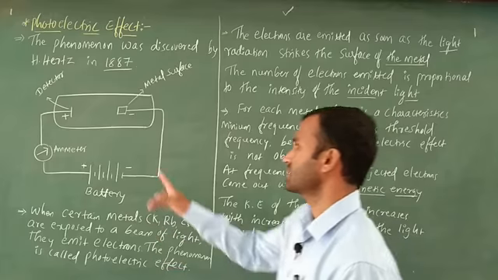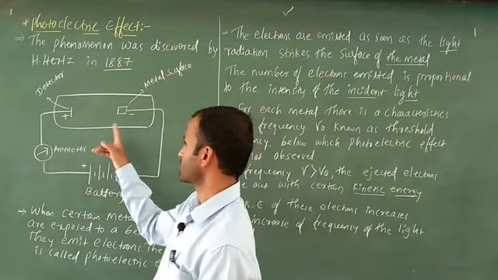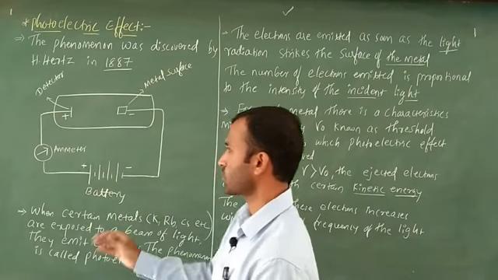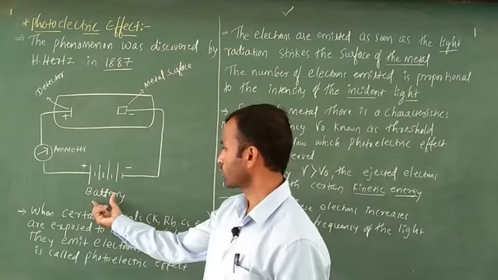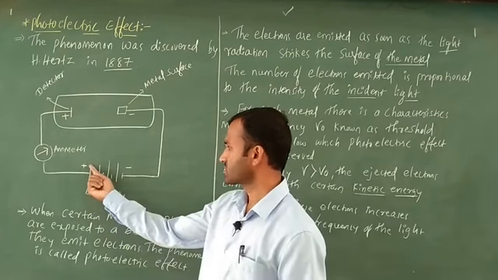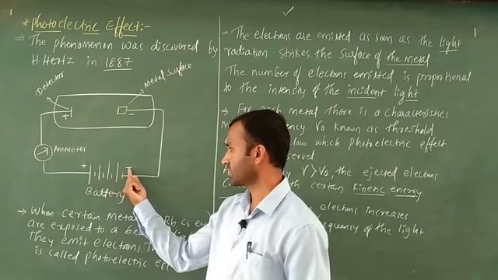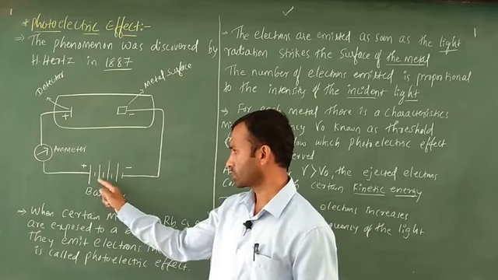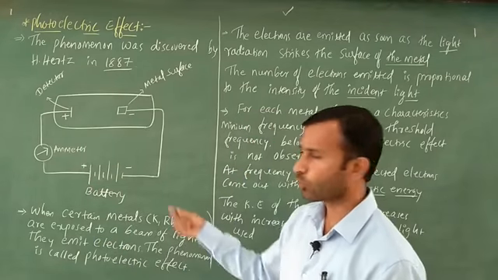This is the diagram. After that they consider one ammeter. The ammeter shows deflection, how much current passes. Next they use a battery. The long line indicates positive, the very small line indicates negative. Positive, negative, positive, negative. This means they are using a high voltage battery.